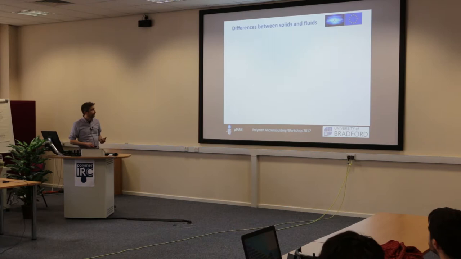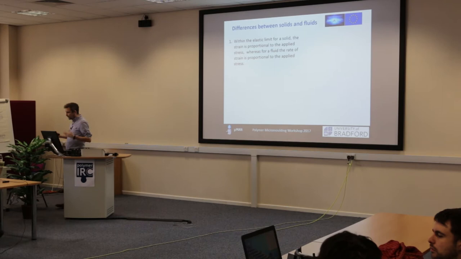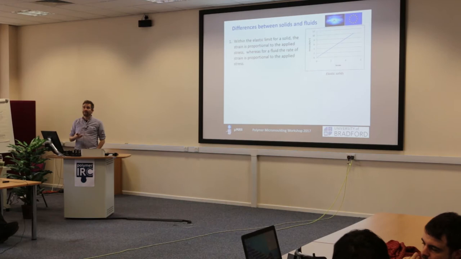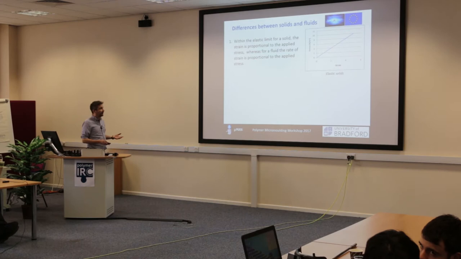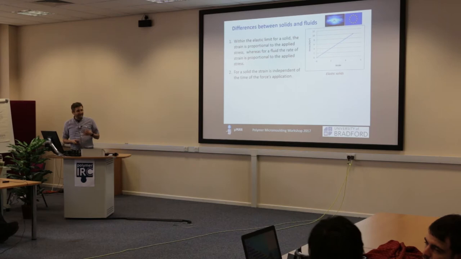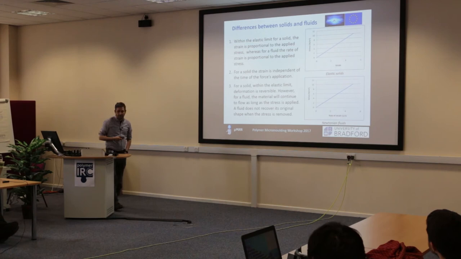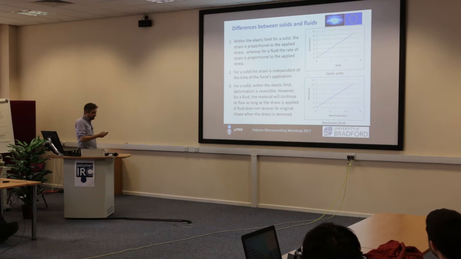So what's the difference? We've got solids and we've got fluids. Standard physics. For solids, your stress and your strain are linearly related, and the gradient of that line is your Young's modulus. That tells us everything we need to know about a true elastic solid material. For a solid, strain is independent of the time of the force's application. Whereas for a Newtonian fluid, the stress is proportional to the rate of strain. This is the key difference between solids and fluids. The gradient of this line here is our viscosity, or our gloopiness, our resistance to flow, basically.